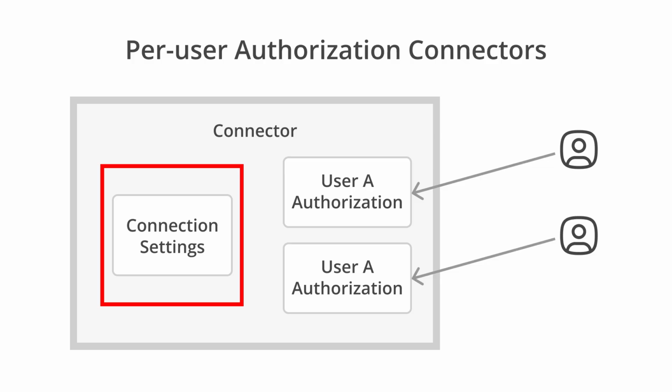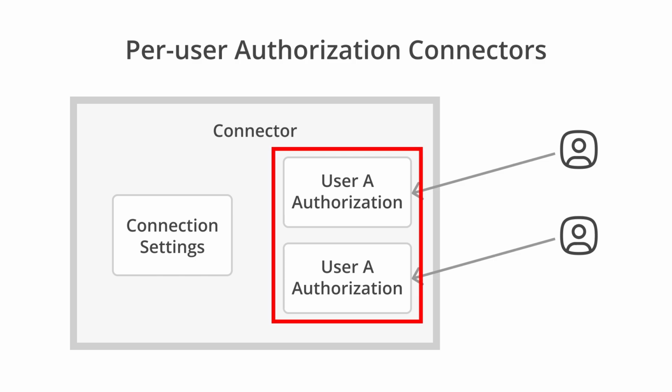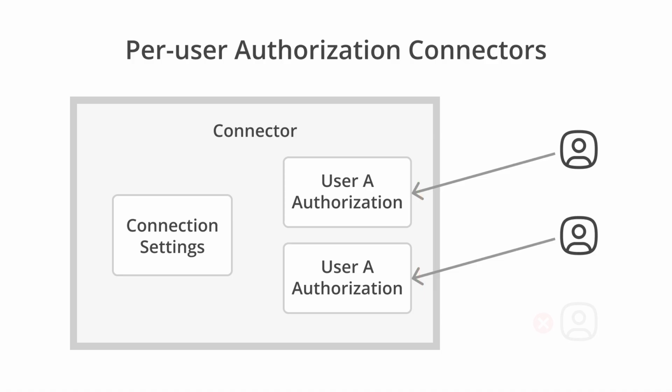For per-user connectors, there is still a single set of common connection settings, but each person must provide their own authentication credentials and are not able to use the credentials provided by anyone else. If a user has not provided their own credentials, they cannot use this connector.